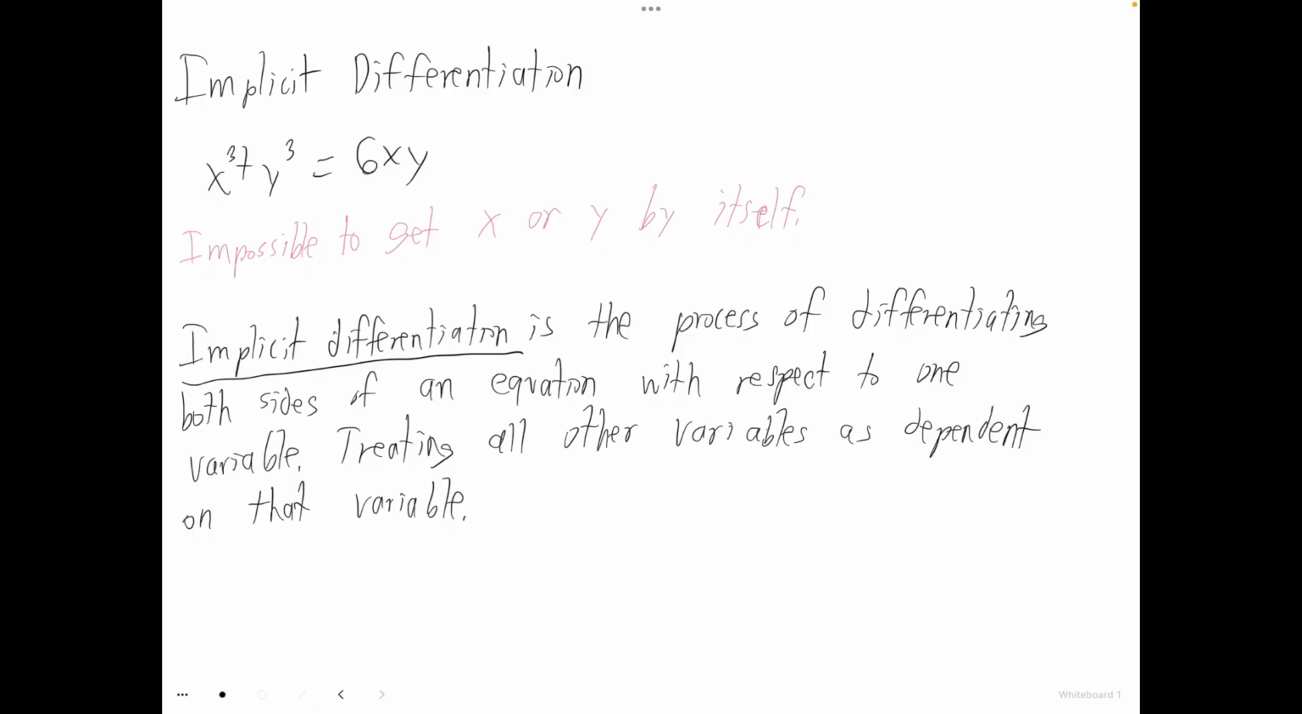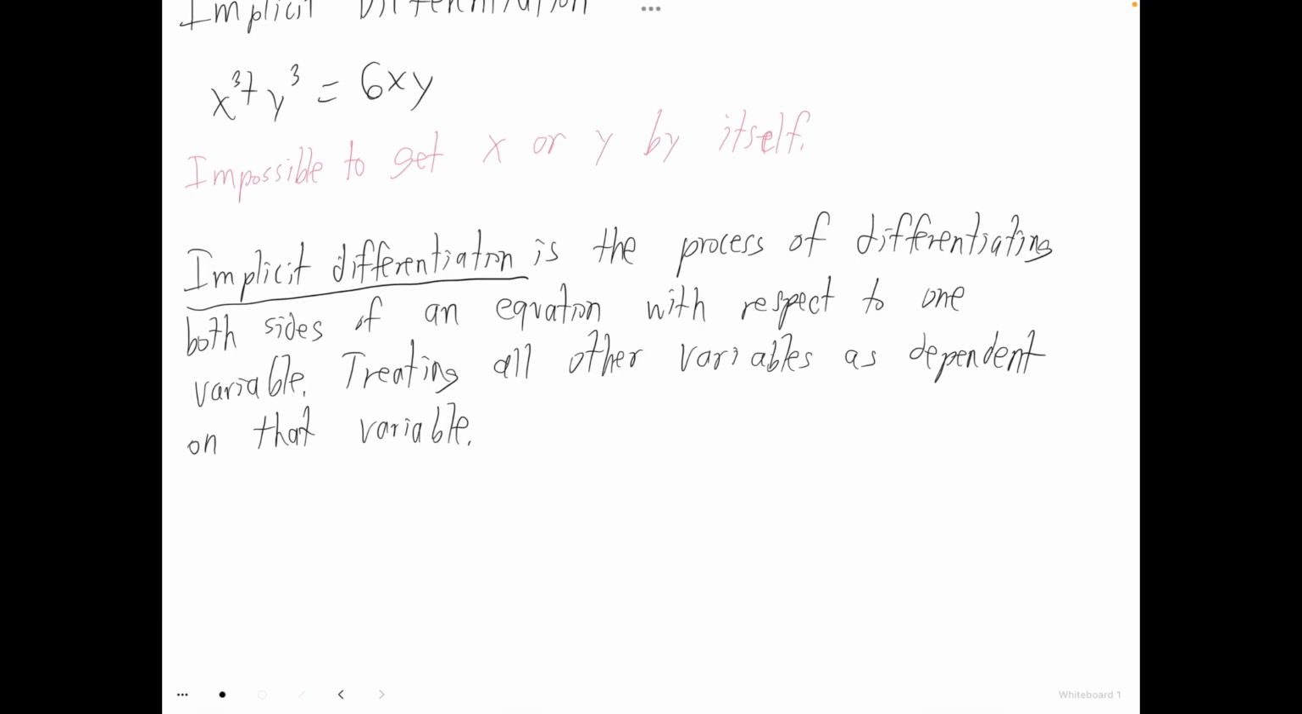Basically, it means that we're just going to assume y is a function of x, and so we're going to treat it as some function of x still when we take the derivative. And what you're going to see here is we're basically going to be using the chain rule wherever we see a y or something like that showing up.